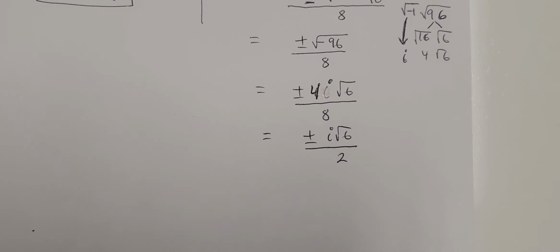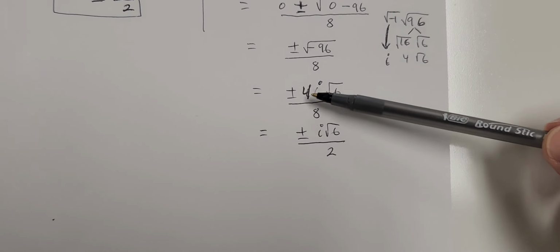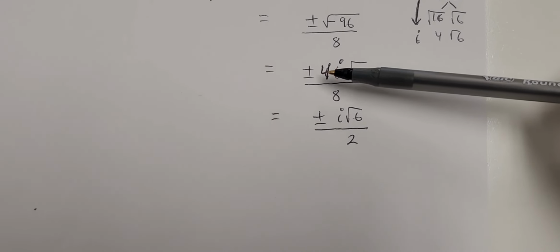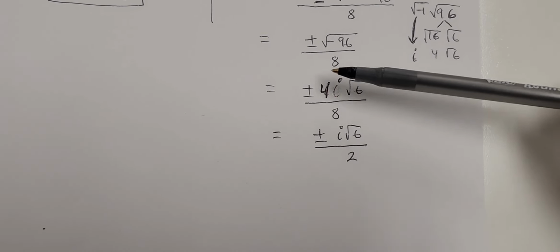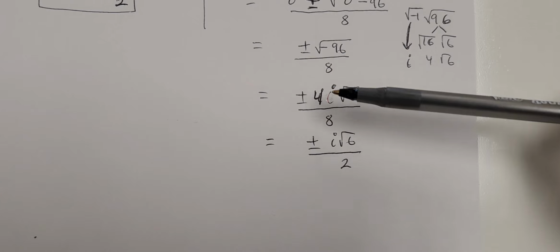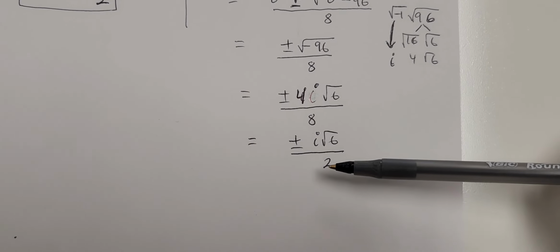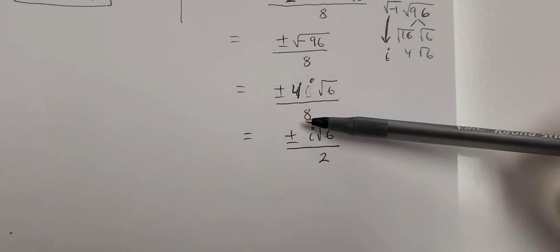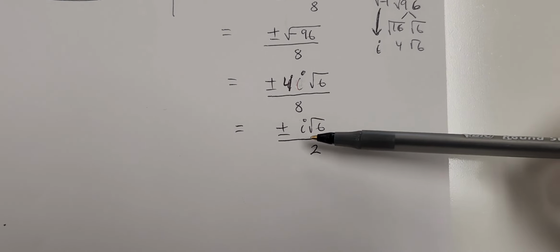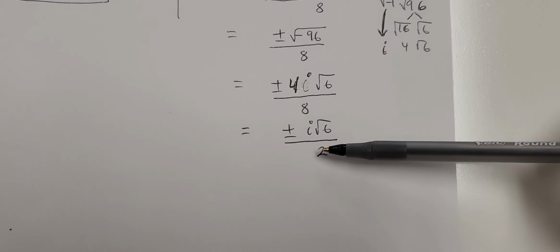Okay? Next, bring down the 8. Don't forget the 8, and don't forget the plus and minus. And as you can see, I can simplify a little more. So this 4 and 8. 4 divided by 4 just gives me 1. 8 divided by 4 gives me this 2. So simplify this part right here. 4 over 8 will just become 1 over 2.